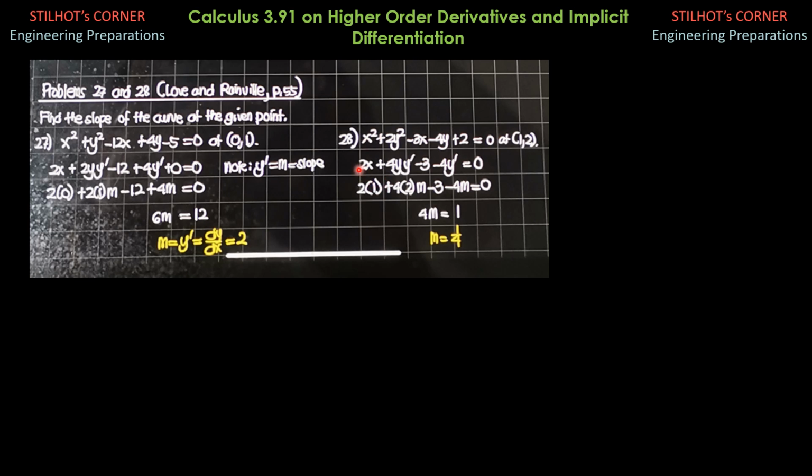Then differentiating, we have 2x plus 4y y prime, minus 3, then minus 4y prime equals 0. Replacing y prime by m and substituting the values of x and y, (1, 2): 2 times 1 plus 4 times 2 times m minus 3, then minus 4m equals 0. Combining like terms, 8m minus 4m is 4m, then positive 3 minus 2 is 1. So m therefore is 1/4. So that's it for this video.